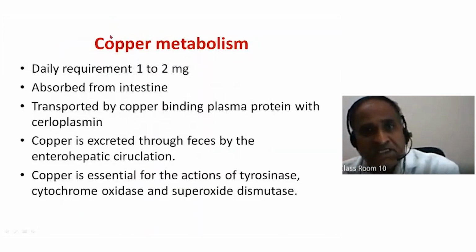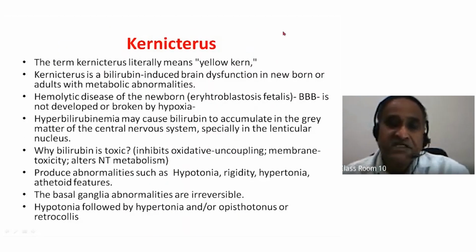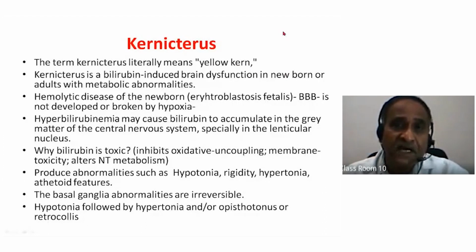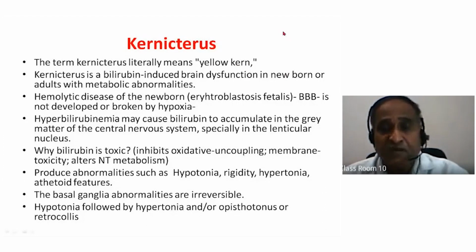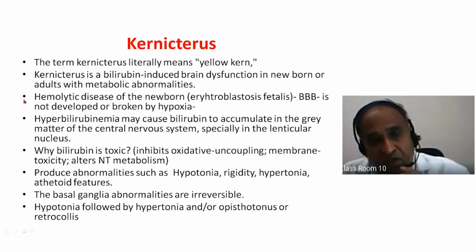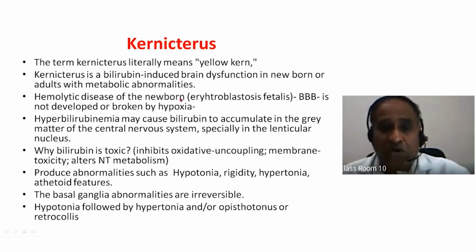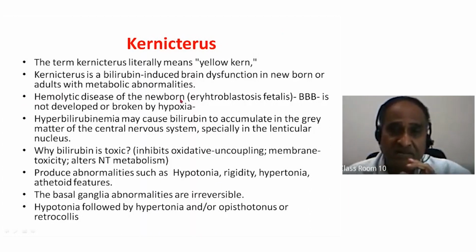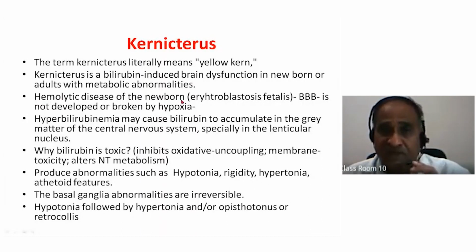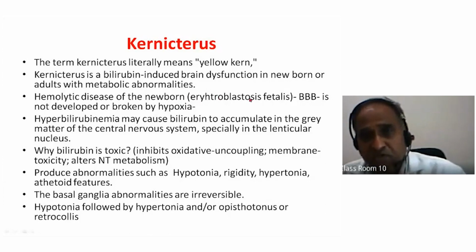Then we will see this. I have explained this copper metabolism. Now we will see another interesting hematological condition that produces basal ganglia lesions. You must have heard about kernicterus in hematology teachings, associated with the hemolytic disease of the newborn, where there is an RH incompatibility. I think you recall that. This is also known as erythroblastosis fetalis.